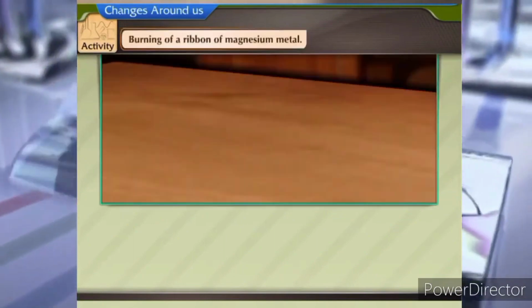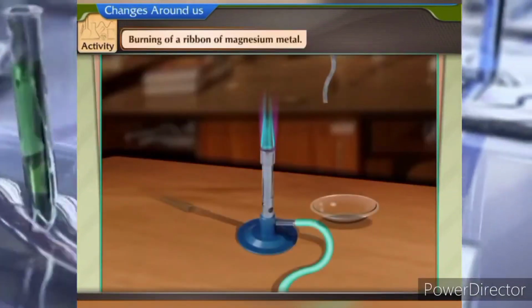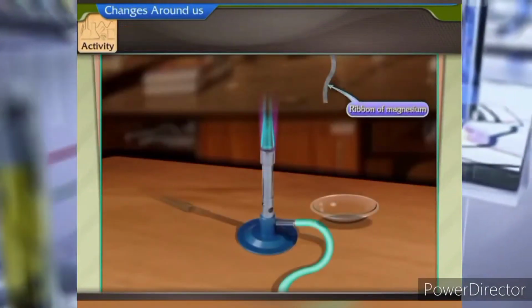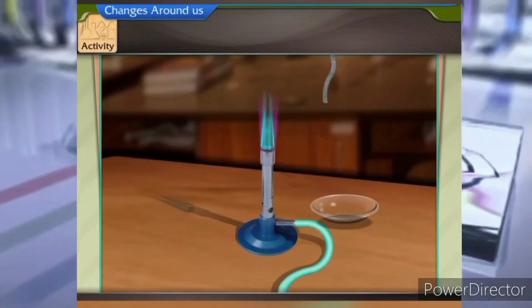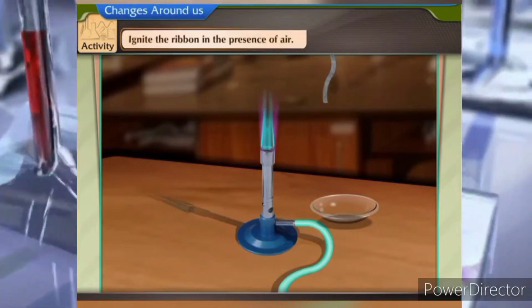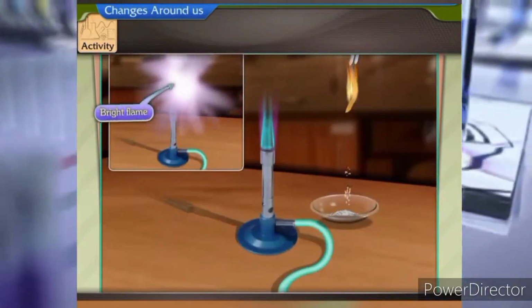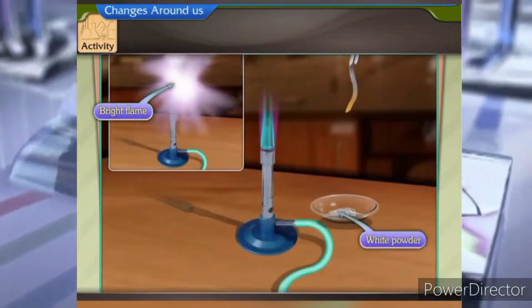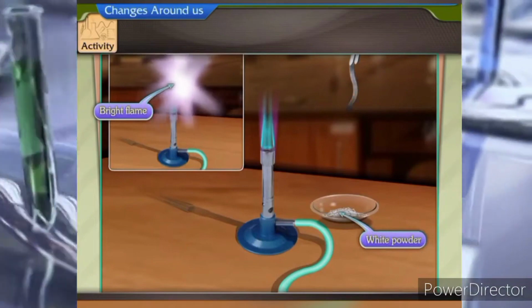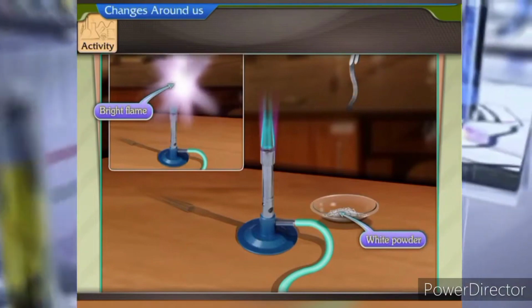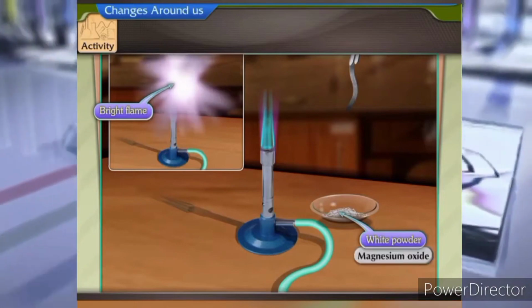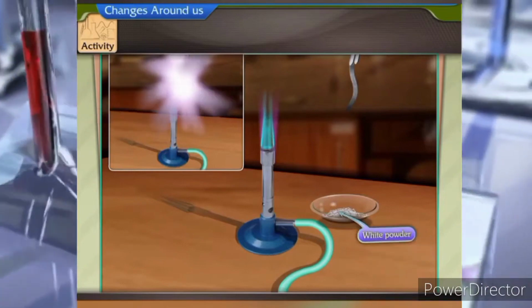Activity. Burning of a ribbon of magnesium metal. Take a ribbon of magnesium metal. Let us ignite the ribbon in the presence of air. The magnesium ribbon burns with a bright flame and a white powder is formed. This white powder is a new substance called magnesium oxide.